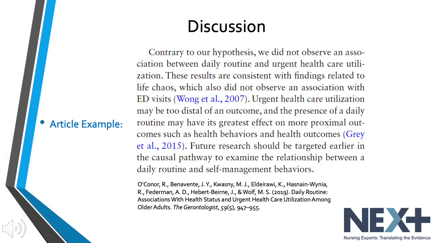Let's review this passage of an article to answer our appraisal question. O'Connor and colleagues examined associations between the presence of a daily routine and older adults' health status and urgent healthcare utilization to determine whether higher levels of daily routine mediated associations between socioeconomic position and health outcomes. You may wish to pause the recording and restart when you're ready.